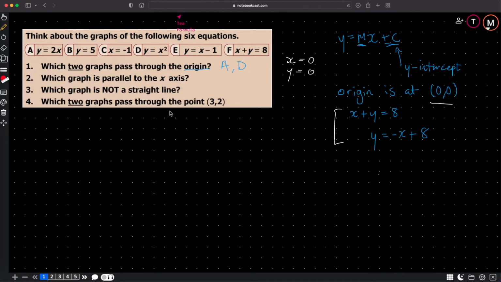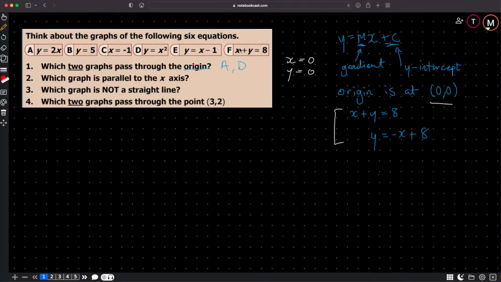Well, I kind of already gave the game away before, and I said B was a horizontal line. Can we see any other horizontal lines here? Well, what would that mean if we look at the equation of the line, y equals mx plus c? Remember we said m is the gradient. A horizontal line basically has a gradient of 0. So we want that coefficient of x to be 0.